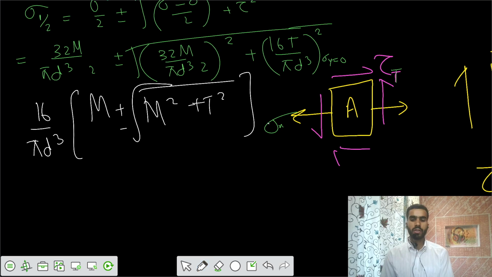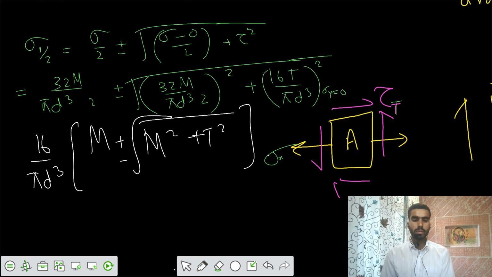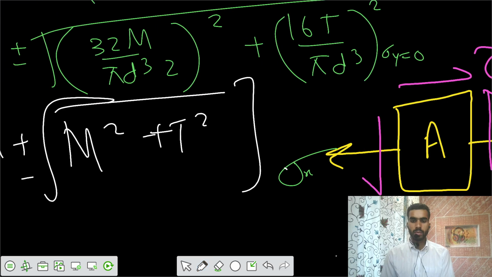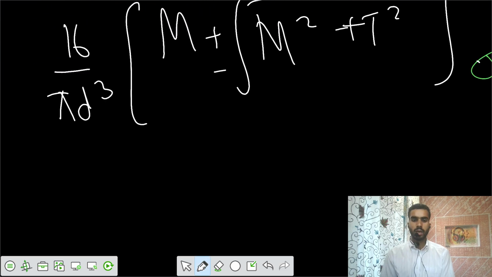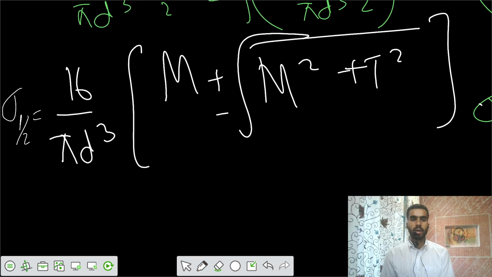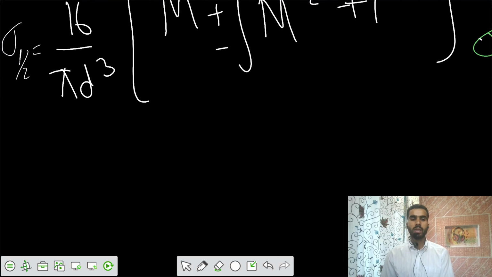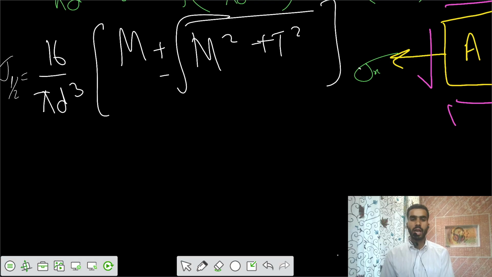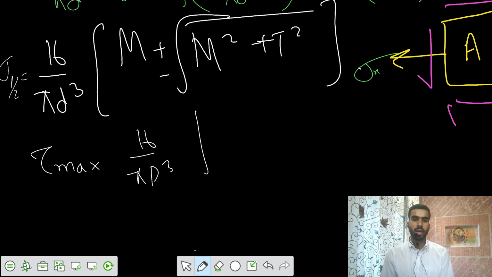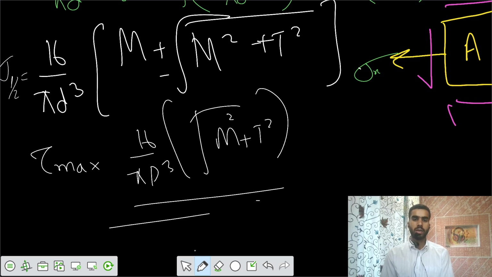So you got this general equation: you can write sigma 1, sigma 2 equals 16 by pi d cube times M plus minus the root of M squared plus T squared. And what is the tau max we can have? Tau max is 16 by pi d cube times the root of M squared plus T squared. So you got this part.